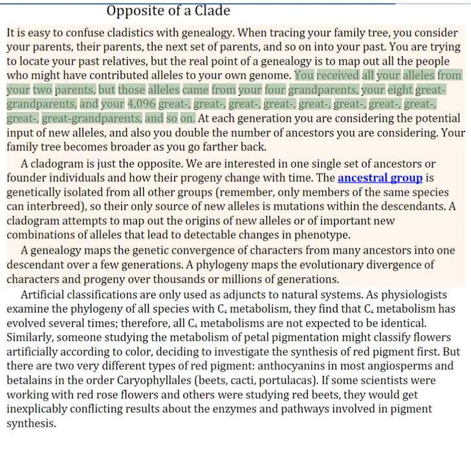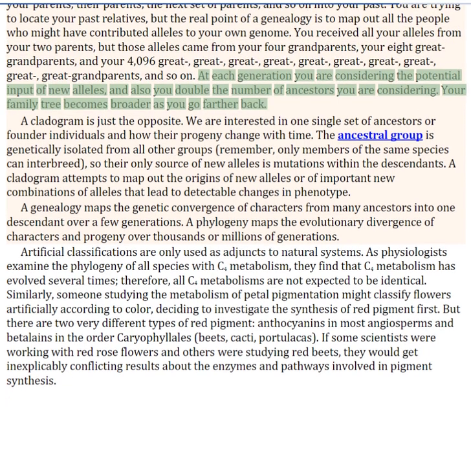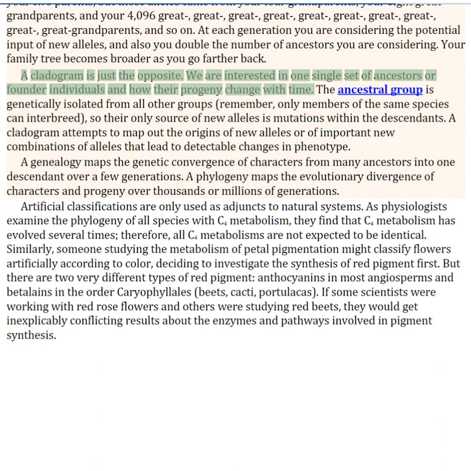You received all your alleles from your 2 parents, but those alleles came from your 4 grandparents, your 8 great-grandparents, and so on, up to your 4,096 great-great-grandparents and beyond. At each generation you are considering the potential input of new alleles, and also you double the number of ancestors you are considering. Your family tree becomes broader as you go farther back. A cladogram is just the opposite.